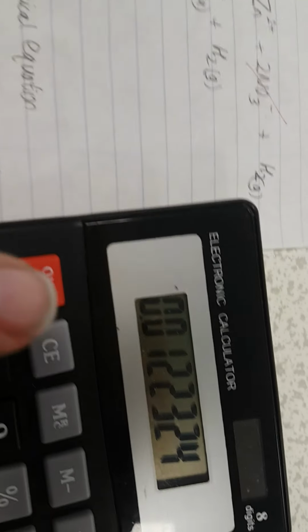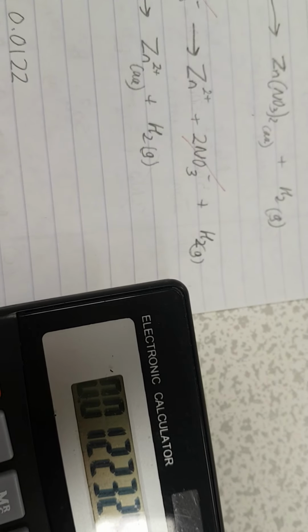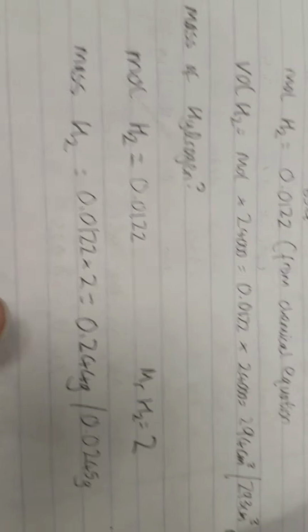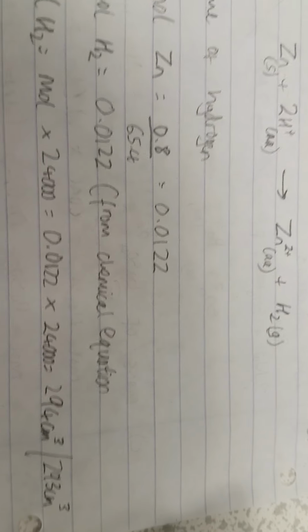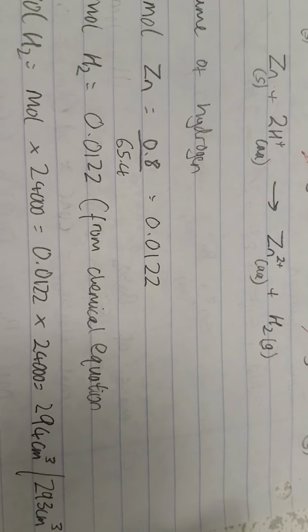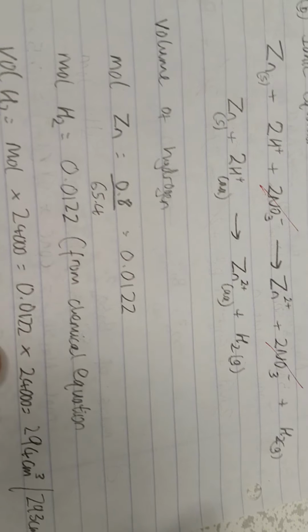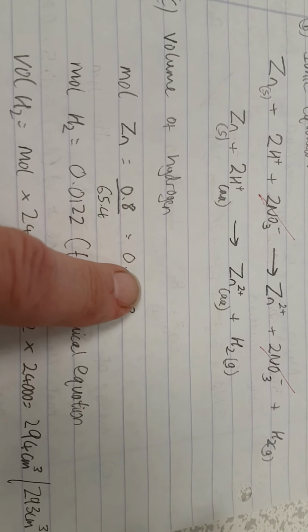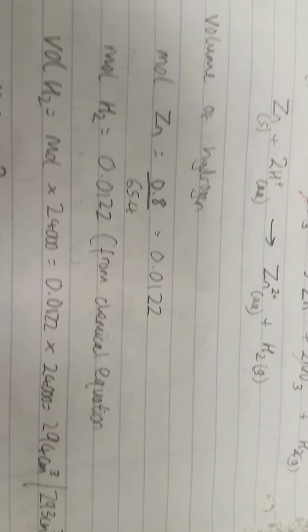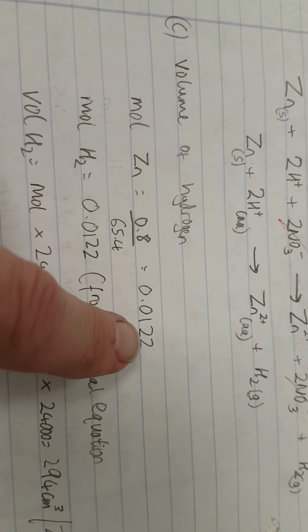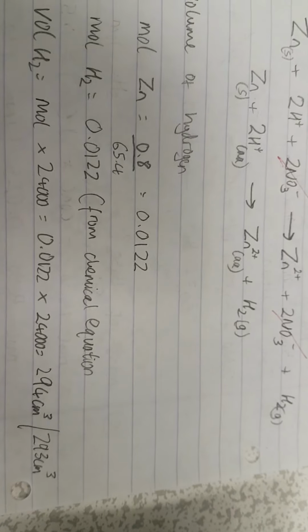One, the 294 is this number times 24,000. The 293 is literally 0.0122 times 24,000. So either way is acceptable. You can either just do the answer to 3 sig figs times 24,000, or you can do the number on the calculator times 24,000. Either one is fine, but do make sure you're showing your working out properly. Do make sure you're labelling all your steps and you're putting answers to 3 significant figures.